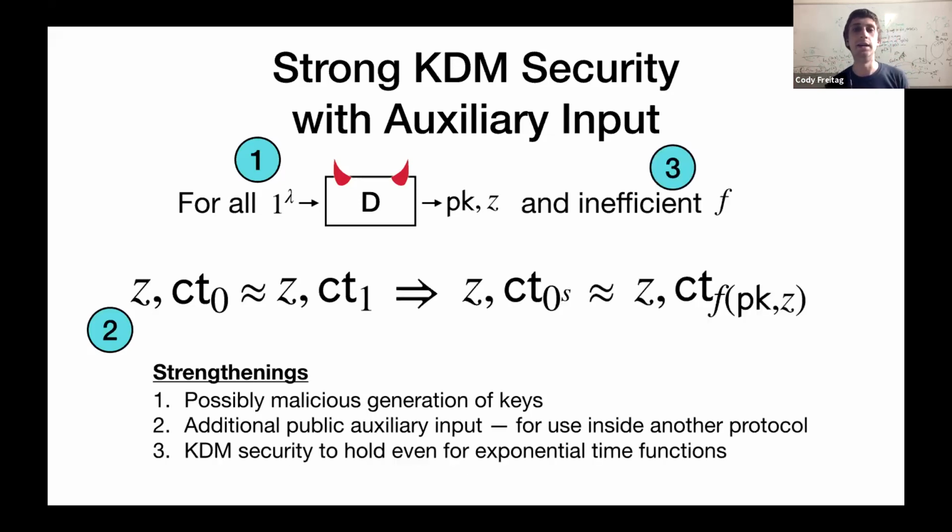And lastly, the kind of key-dependent message security notion we require is that given such a distribution, for any inefficient or exponential time function f, ciphertexts of zeros are indistinguishable from ciphertexts of this function f applied to the public information, which might depend on the keys. So f can take as input the public key and the auxiliary input. We want KDM security to hold for any inefficient function f.